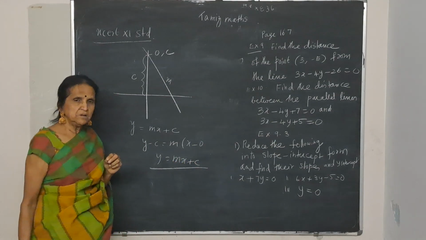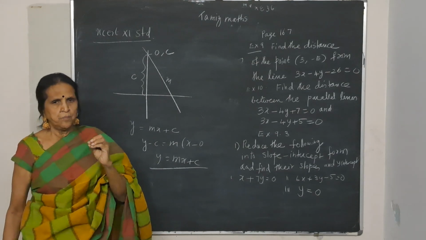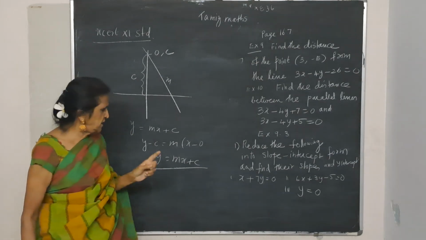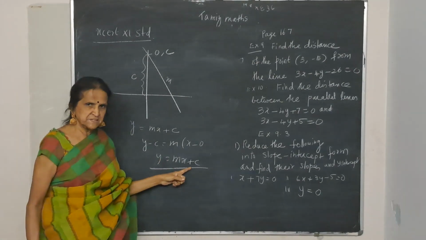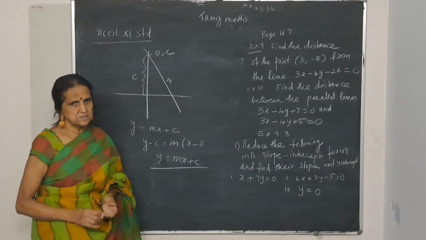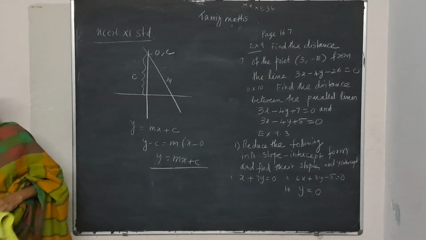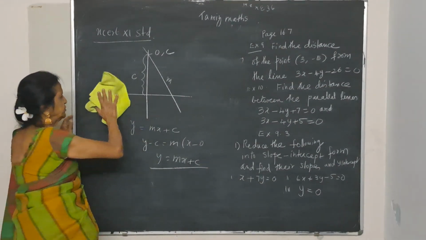This will be called the slope y-intercept form. How will it be? y is equal to mx plus c. If a line is in this pattern, then m will be the slope and c will be the y-intercept. Now these are the formulas used in the problem that we are going to do.